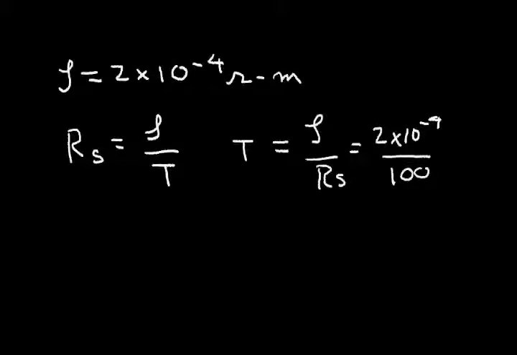ohms, which is equal to 2 times 10 to the minus 6 meters, which is also equal to 2 microns. So if I have a material with a resistivity of 2 times 10 to the minus 4th ohm meters, and this material is 2 microns thick, I have a material that has a sheet resistance of 100 ohms per square. Let me again erase this.